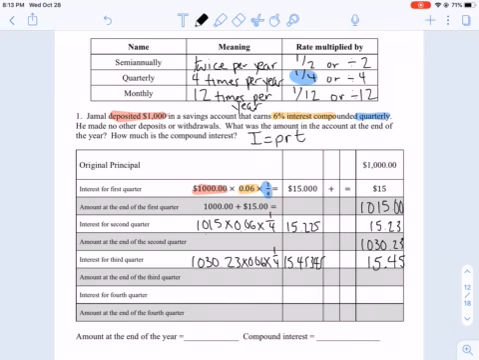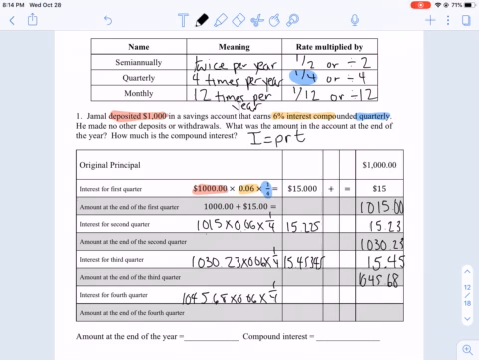plus 15.45. And that's going to give us $1,045.68. And we repeat the process again. 1,045.68 times our rate, 0.06, times 1/4. And again, I'm just typing it into Google calculator. I apologize.